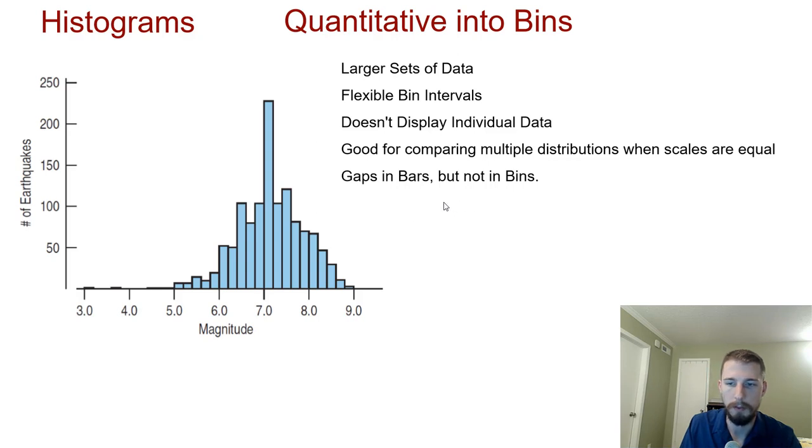Anyway, so make sure you keep that all consistent, and you can have gaps in the bars, but not in the bins. So here you see that there were not any earthquakes from anywhere from a 3.8 all the way up to maybe about a 4.4. So there is a gap there. There weren't any recorded ones, and it's okay to have gaps in the bars themselves, but not in the bins. Just make sure your bins are consistent as you're going and your scale across.